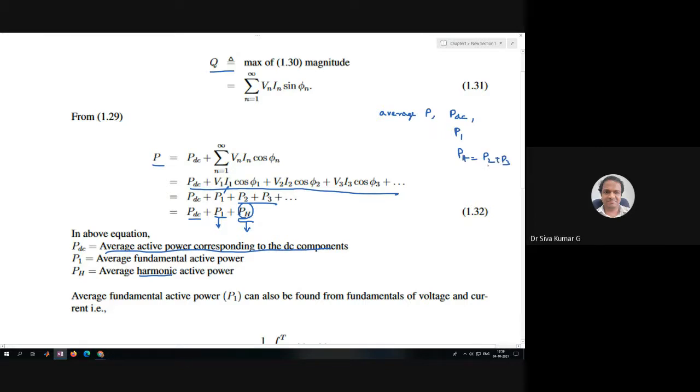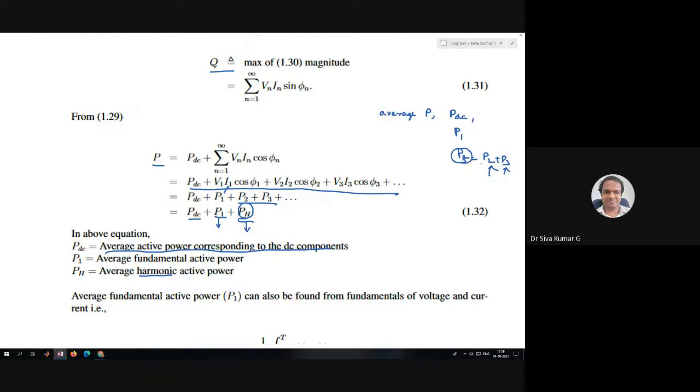Don't think that the harmonic components are not contributing to the active power. If there is a second harmonic voltage and a second harmonic current, then it contributes to the active power also. When you have similar frequency components of voltage as well as current, in that case, that particular harmonic component will be contributing to the active power.